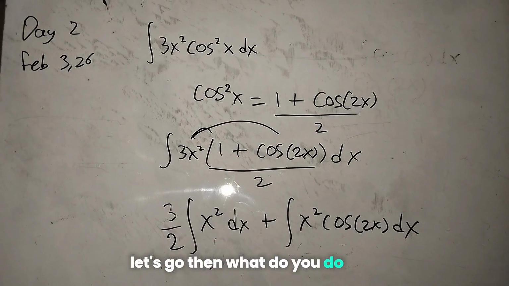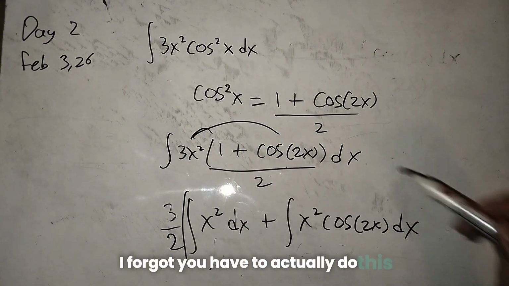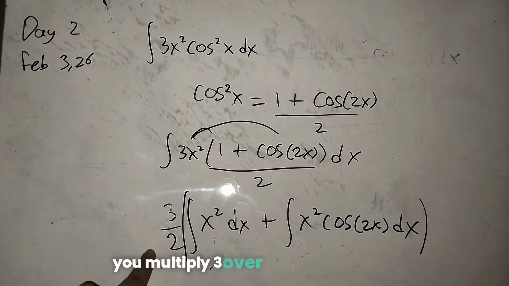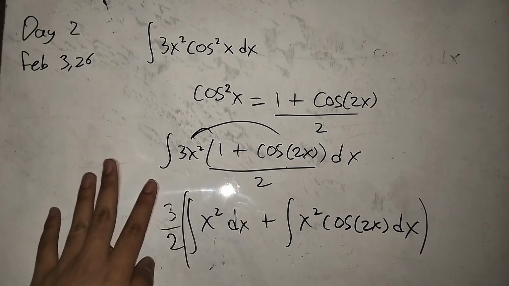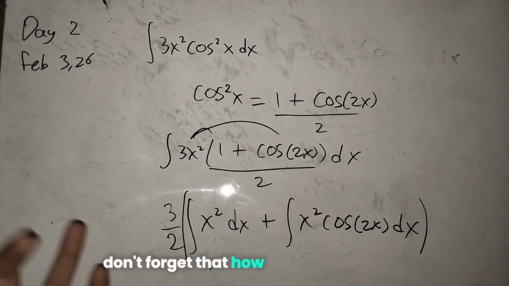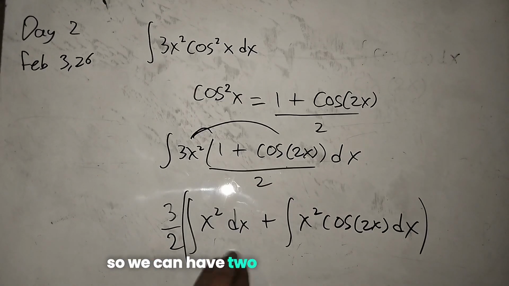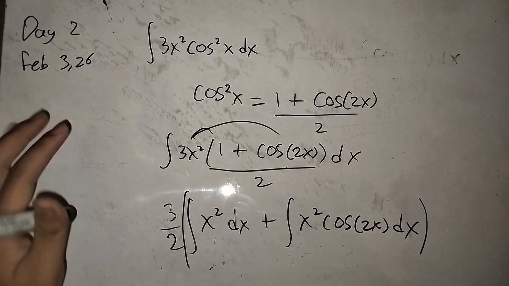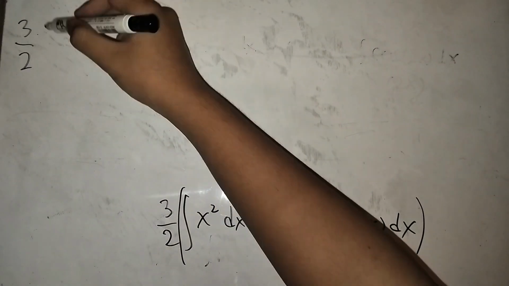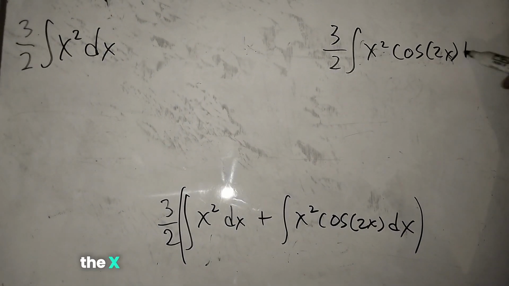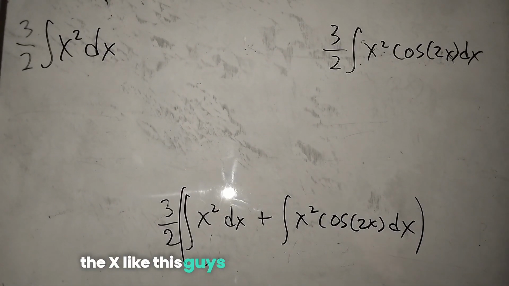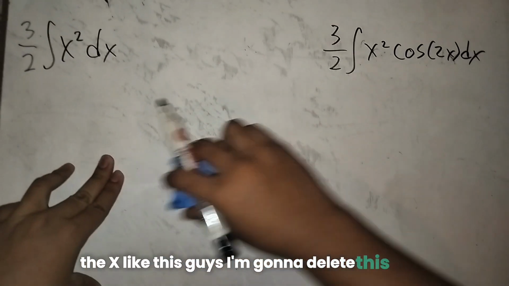Then what do you do? Also, I forgot, you have to actually do this. You multiply 3 over 2 with everything. Don't forget that. How do we do this then? So we can have two separate integrals, dx, like this, guys. And delete this.